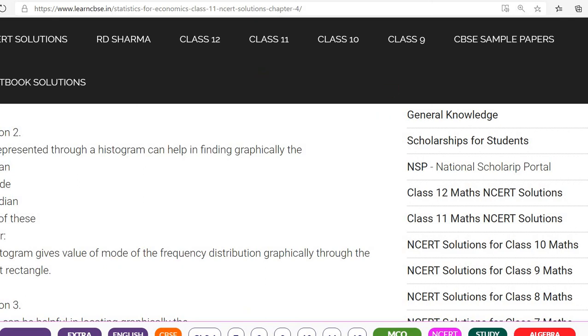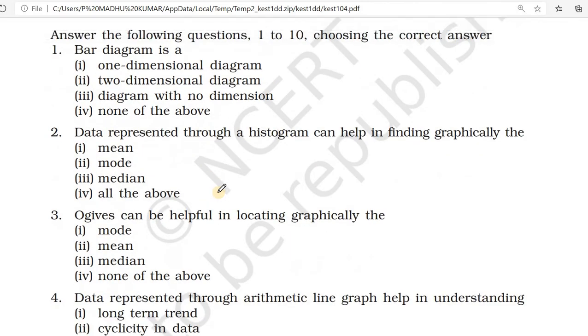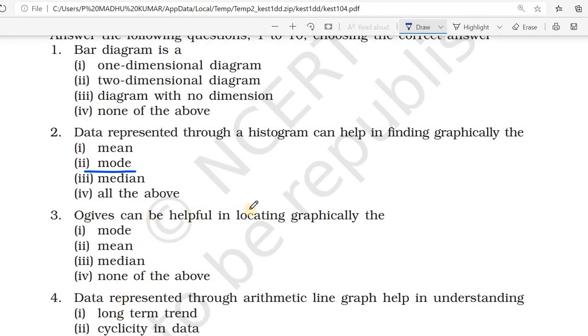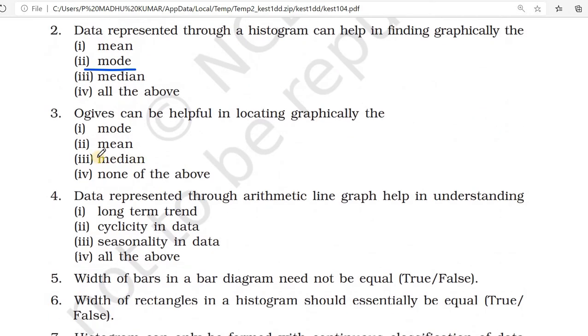Then we studied histogram and ogives. We can find out the median through ogives, okay. Histogram we can find out the mode, okay. Through histogram we can find out mode, okay. Next one, ogives can be helpful in locating graphically the median, okay. Where less than ogive and more than ogive are joined, at that intersection point we will get the median, okay.